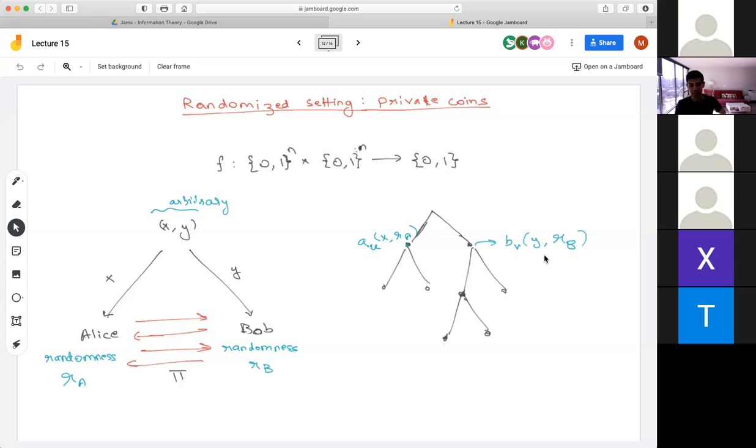So it's very important here that they are still required to compute f on every input x comma y. But now the problem is that the path they will follow on this tree doesn't just depend on x and y, but it also depends on what random bits they had. And we can think of r sub a and r sub b as a finite length sequence of bits. They just tossed some random coins and then kept the outputs for themselves, and then they're computing these functions.